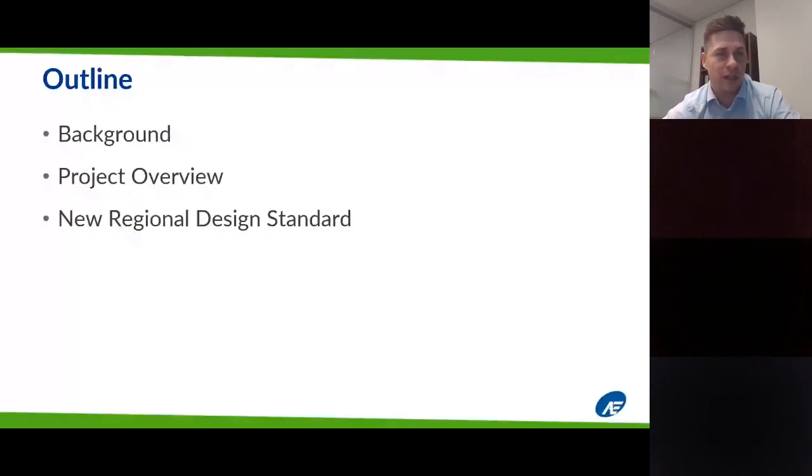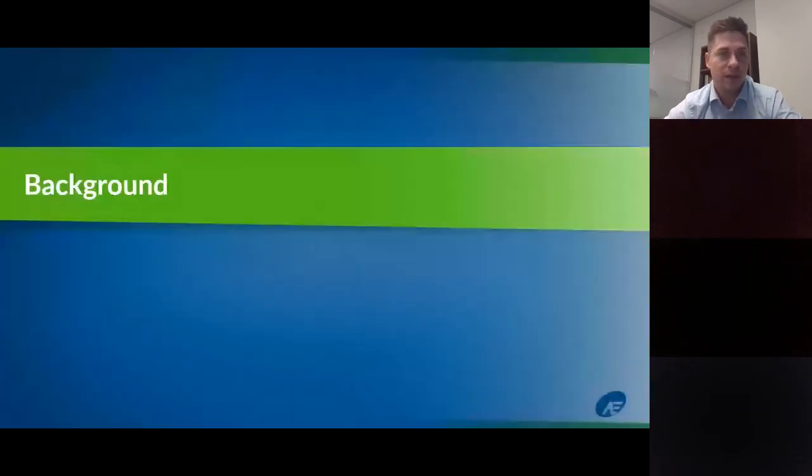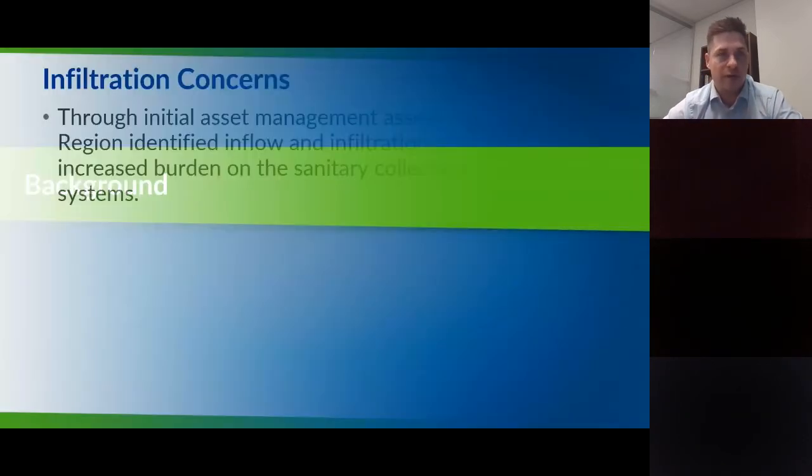To give you an outline, we're going to be talking about the background of the project, what really spawned this project, the project overview of what Associated's role was in this project, and some of the new regional design standards that are being implemented on this project. So I'm going to give you some background information.